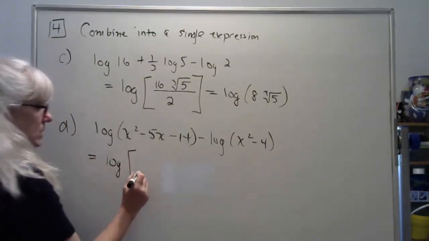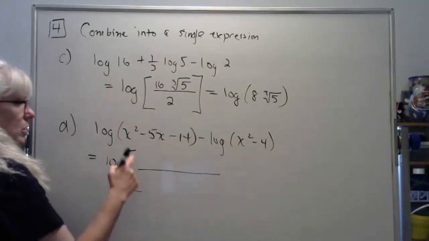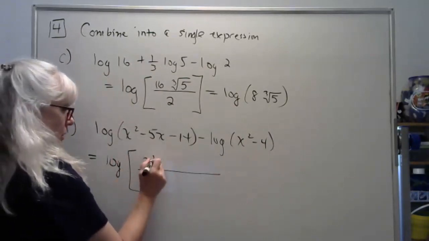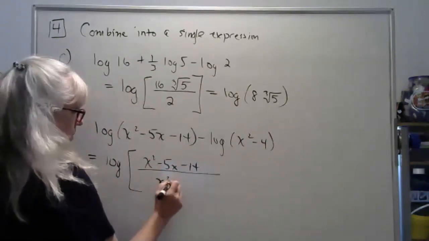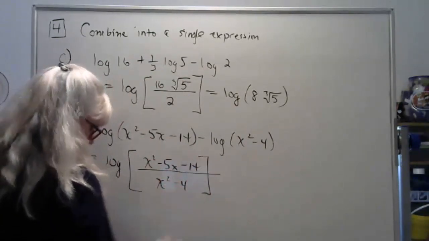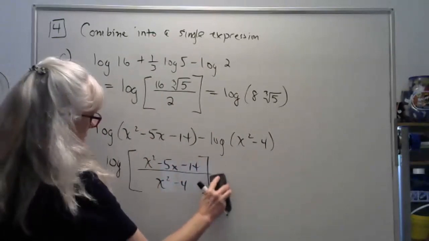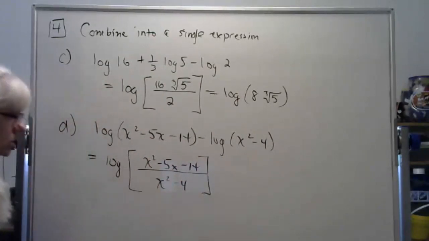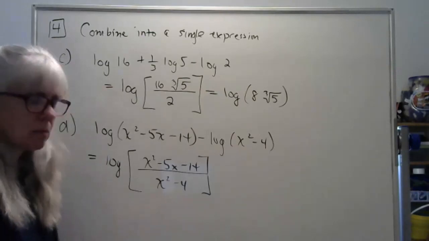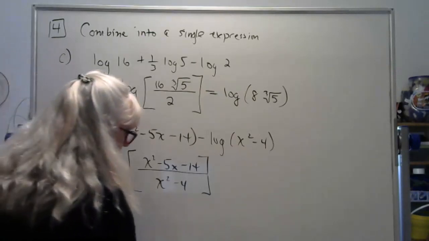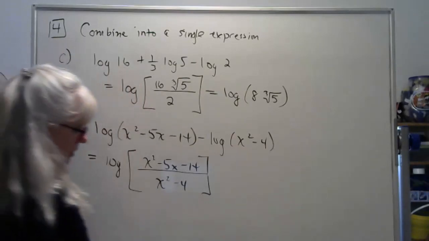We're combining them into a single expression. The positive term goes in the numerator, and the negative term goes into the denominator. And that's what we end up with. We're not done, but there's our first pass through: x squared minus 5x minus 14 and x squared minus 4 on the inside of the logarithm. Why am I not done? Because I'm suspicious that I can factor these and do some canceling. So I'm going to factor each one of those.